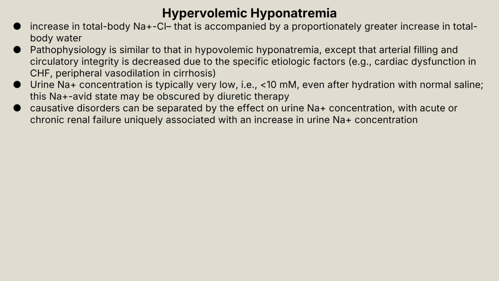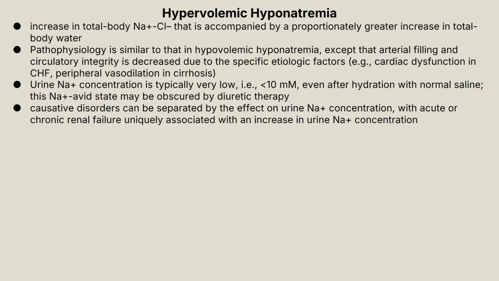Hypervolemic hyponatremia occurs in cases where there is an increase in total sodium chloride, but accompanied by a proportionately greater increase in total body water. Pathophysiology is similar to that in hypovolemic hyponatremia, except that arterial filling and circulatory integrity is decreased due to specific etiological factors, including cardiac dysfunction and congestive heart failure, peripheral vasodilation, and cirrhosis. Urine sodium concentration is typically very low, less than 10 millimoles, even after hydration with normal saline.